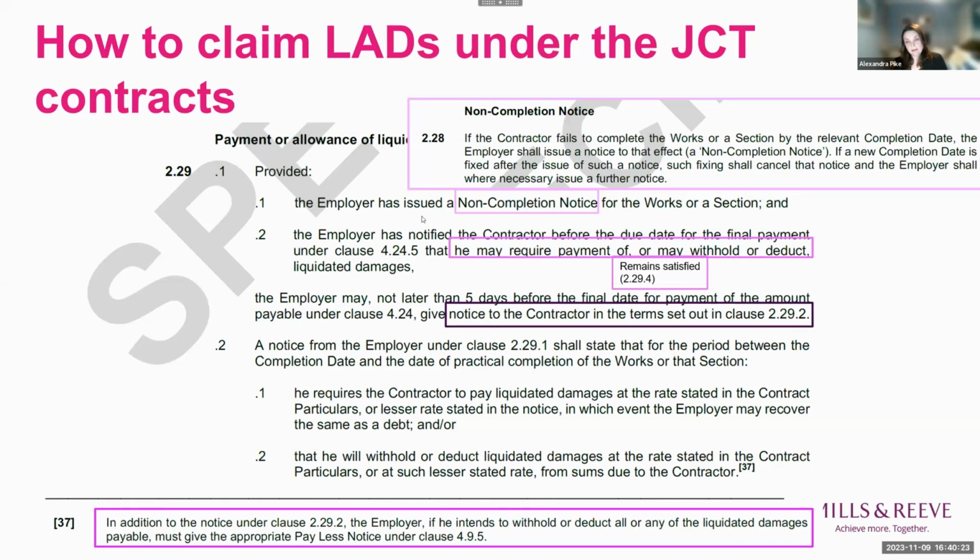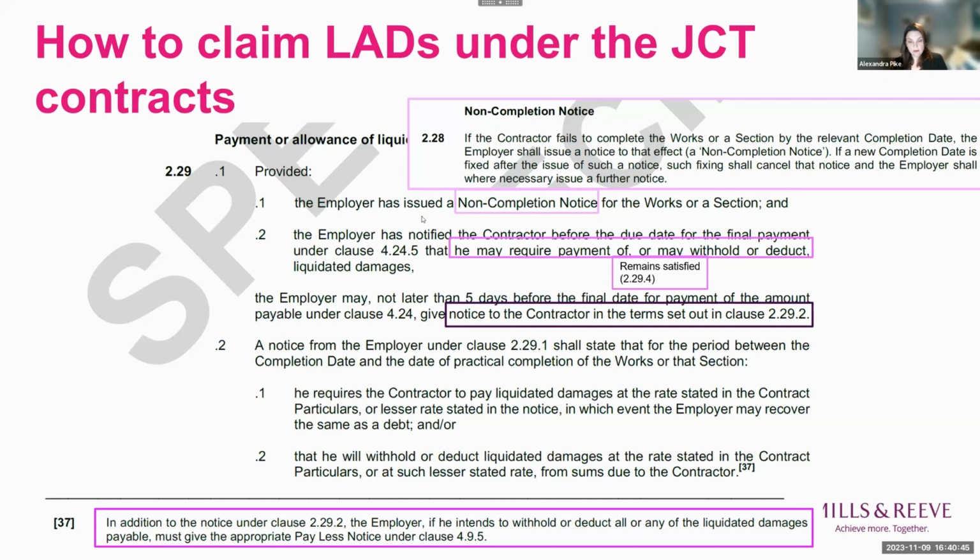Slightly confusingly to my mind, although perhaps it's helpful, at 229.4, the clause confirms that this requirement remains satisfied once you've issued a notice saying that you may require payment of LADs, even if the non-completion notice falls away and you have to issue a new one.